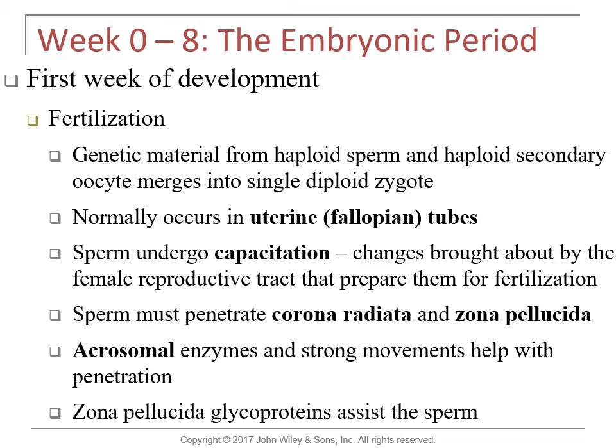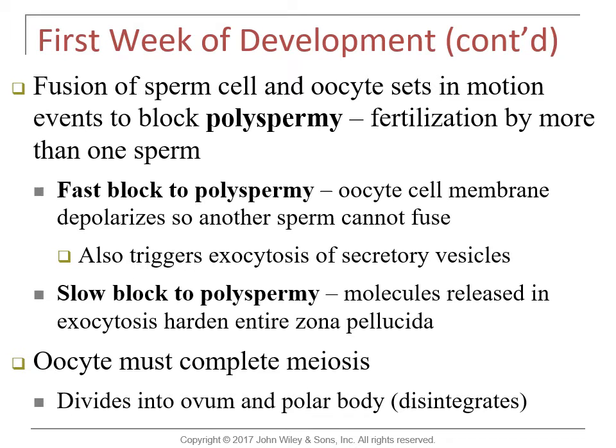Although many sperm bind to glycoproteins in the zona pellucida and undergo acrosomal reactions, only the first sperm cell to penetrate the entire zona pellucida and reach the oocyte's plasma membrane is the one that fuses with the oocyte. The fusion of a sperm cell with a secondary oocyte sets in motion events that block polyspermy. Polyspermy is fertilization by more than one sperm cell.